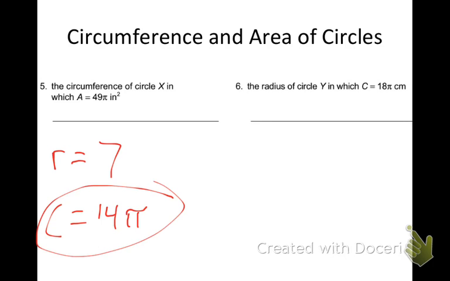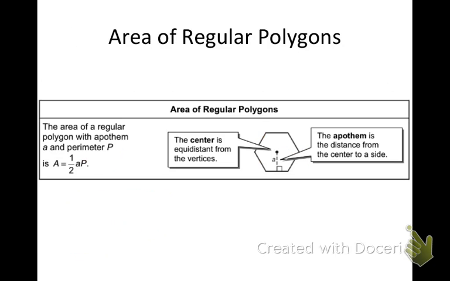And number 6. The radius of circle Y in which the circumference is 18 pi. Well, if the circumference is 18 pi, what's my radius have to be, Tina? 9 meters. How did you find that? Yep, 18 divided by 2, and you get 9, because we're having circumference. Good work. All right, so circles are the easy part. Good, because regular polygons are the tough part.